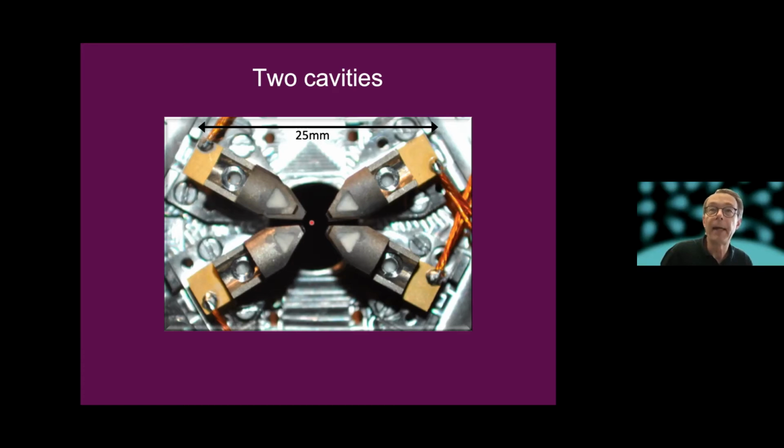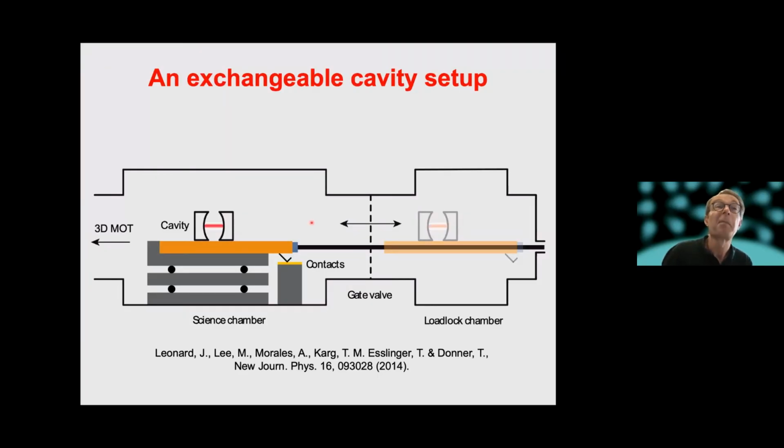How can you make these two cavities? Well, they are both on chips. That is a picture of the two cavities. And we have a new setup built a few years ago. There you can transport the cavity setup into a high vacuum chamber. And it has a gate valve. So you have a load lock chamber. There you can bake out your system and then you can transport it. And I have a little film to show you how that works.